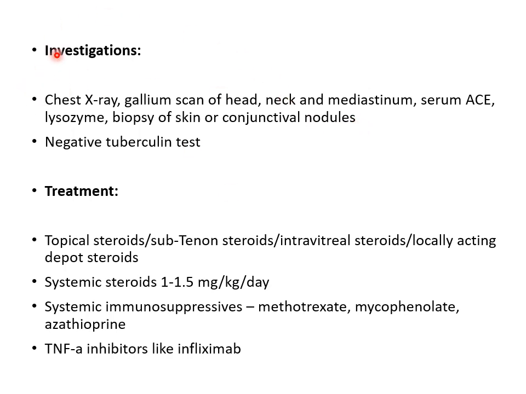Investigations, again, are tailored for sarcoidosis: chest X-ray to see granulomas, gallium scan of head, neck and mediastinum to see other glandular swellings. Serum ACE is elevated in sarcoidosis, also lysozyme, and biopsy of skin or conjunctival nodules if present. A negative tuberculin test is specific for sarcoidosis. Treatment consists of steroids, and steroids. If steroids are not working, immunosuppressives. These are the immunosuppressives. TNF alpha inhibitors are some new ones.